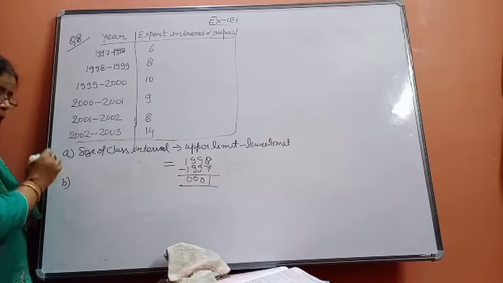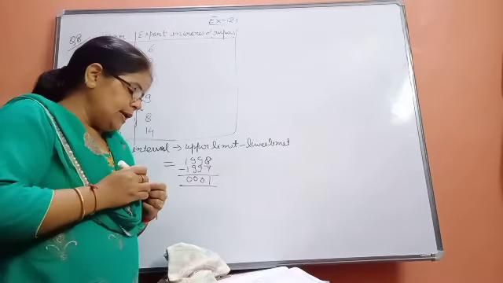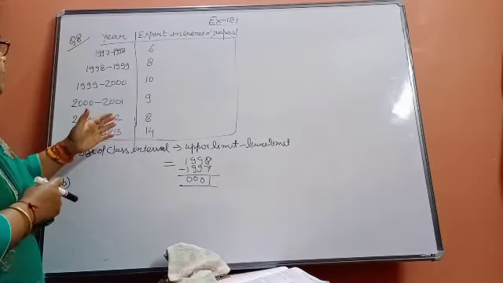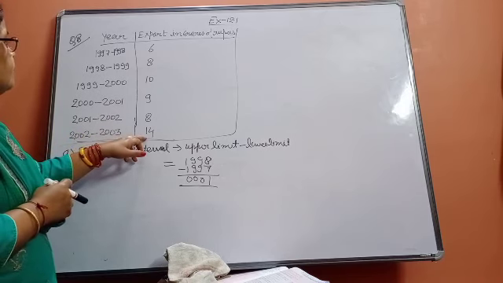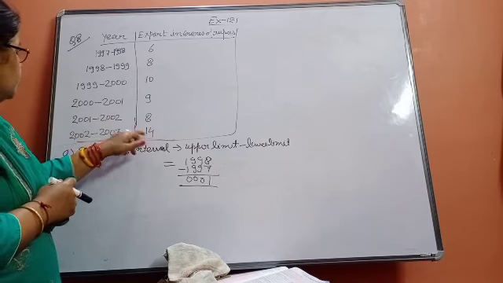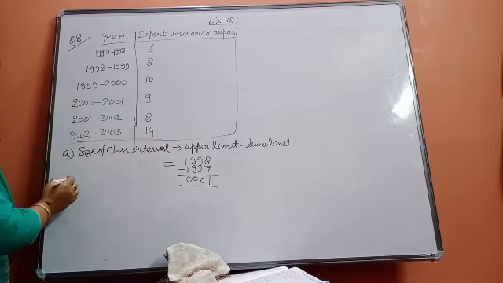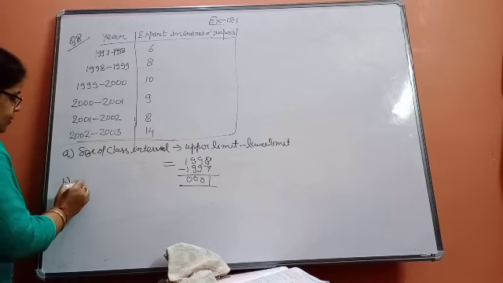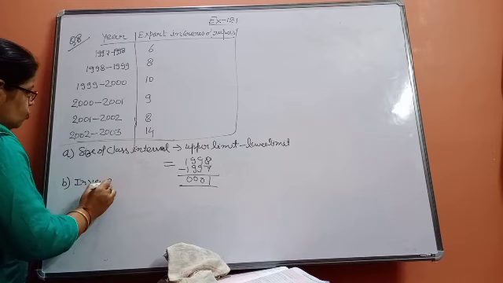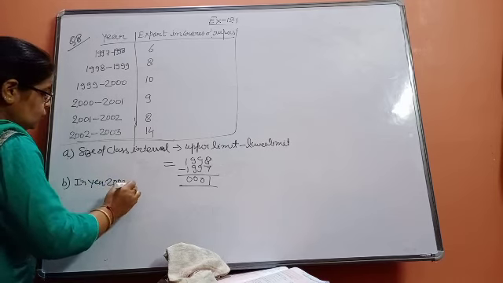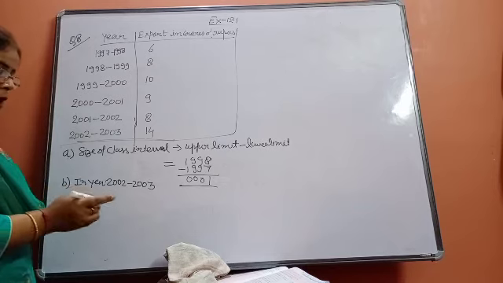Now see the B part. B part is: in which period was the export highest? So you can see in which year the maximum amount is exported. So 2002 to 2003, 14 crore is the maximum. So you will write that in year 2002 to 2003 maximum export is there. Okay, it is the B part.